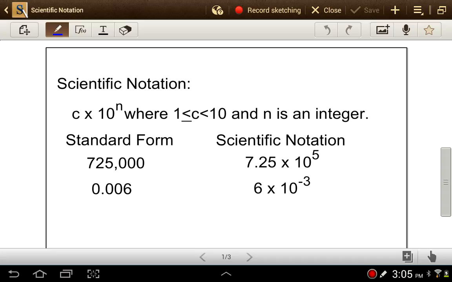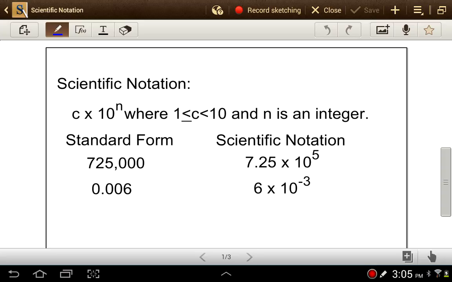For example, if I have standard form 725,000, you can write it as 7.25, which is between 1 and 10, times 10 to the 5th power. If I have a small decimal, 0.006, I can rewrite that as 6 times 10 to the negative 3rd power, where again 6 is between 1 and 10. Today we're going to practice switching between standard form and scientific notation. I'm going to go on to our first example.